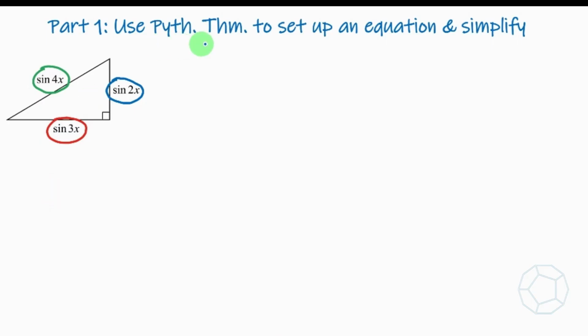In part 1, we're going to use the Pythagoras Theorem to set up an equation and to simplify it. As you can see in the figure, we're going to use 3 different colors for the 3 sides. So the equation is sine squared 2x plus sine squared 3x is equal to sine squared 4x.